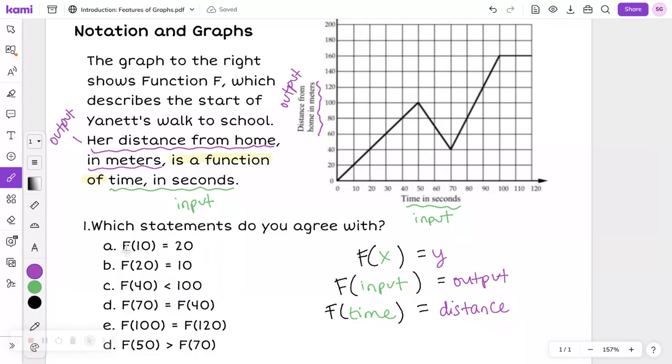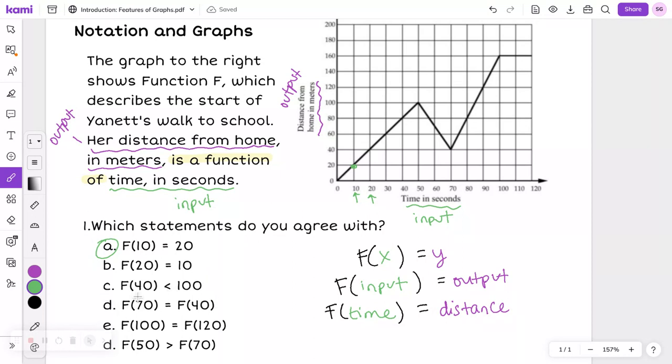For example, part A is saying f of 10. And so I'm looking at 10 on my x-axis here, a time of 10. And this is saying Janet at 10 seconds is 20 meters from her home. So when I look at the graph, that is this point right here, and so we agree. The next one has those numbers flipped, so it's saying at 20 seconds she's 10 meters from her home. That I do not agree with.